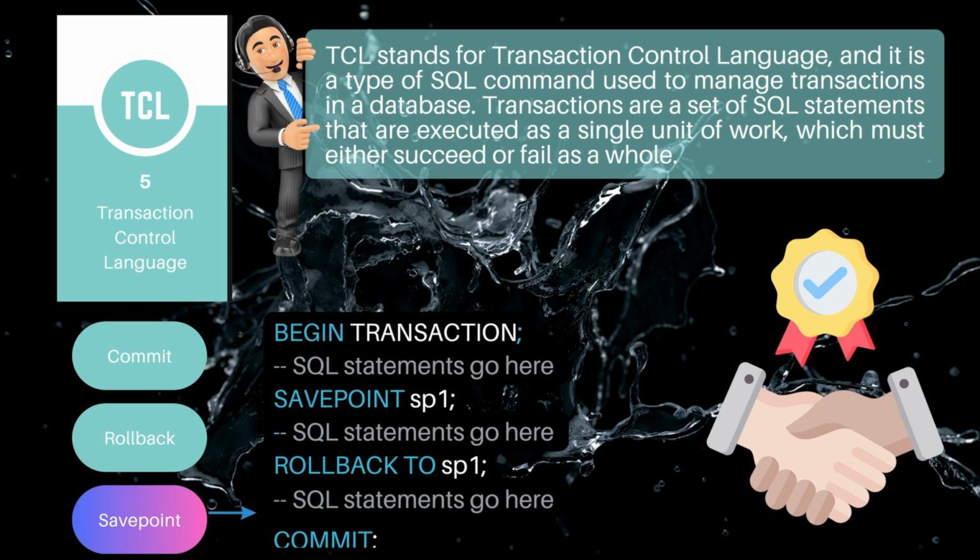Now the third one is savepoint. The savepoint command is used to create a point within a transaction that can be used as a reference for later rollback. It allows for partial rollback of the transaction rather than rolling back the entire transaction to its previous state. So for example, in this set of SQL statements, we begin a transaction, execute SQL statements, create a savepoint named SP1, execute additional SQL statements, roll back to the savepoint SP1, execute more SQL statements, and finally commit the transaction.